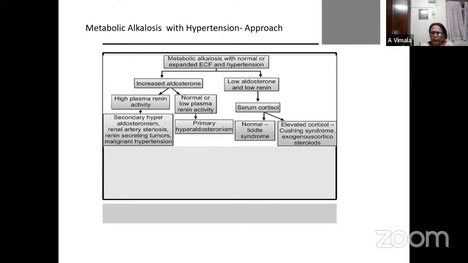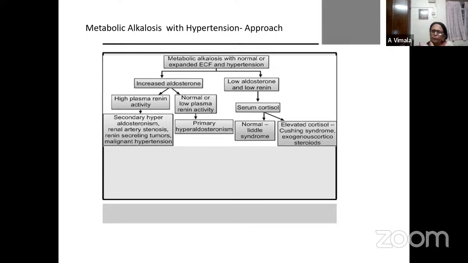What is the algorithm here? When there is a metabolic alkalosis with a normal ECF volume and hypertension, first you have to look at the aldosterone. If the aldosterone is increased, then you have to look at the plasma renin activity and renin-aldosterone ratio. If there is an increased plasma renin activity, you know that aldosterone is getting secreted by the adrenal cortex zona glomerulosa in response to plasma renin.